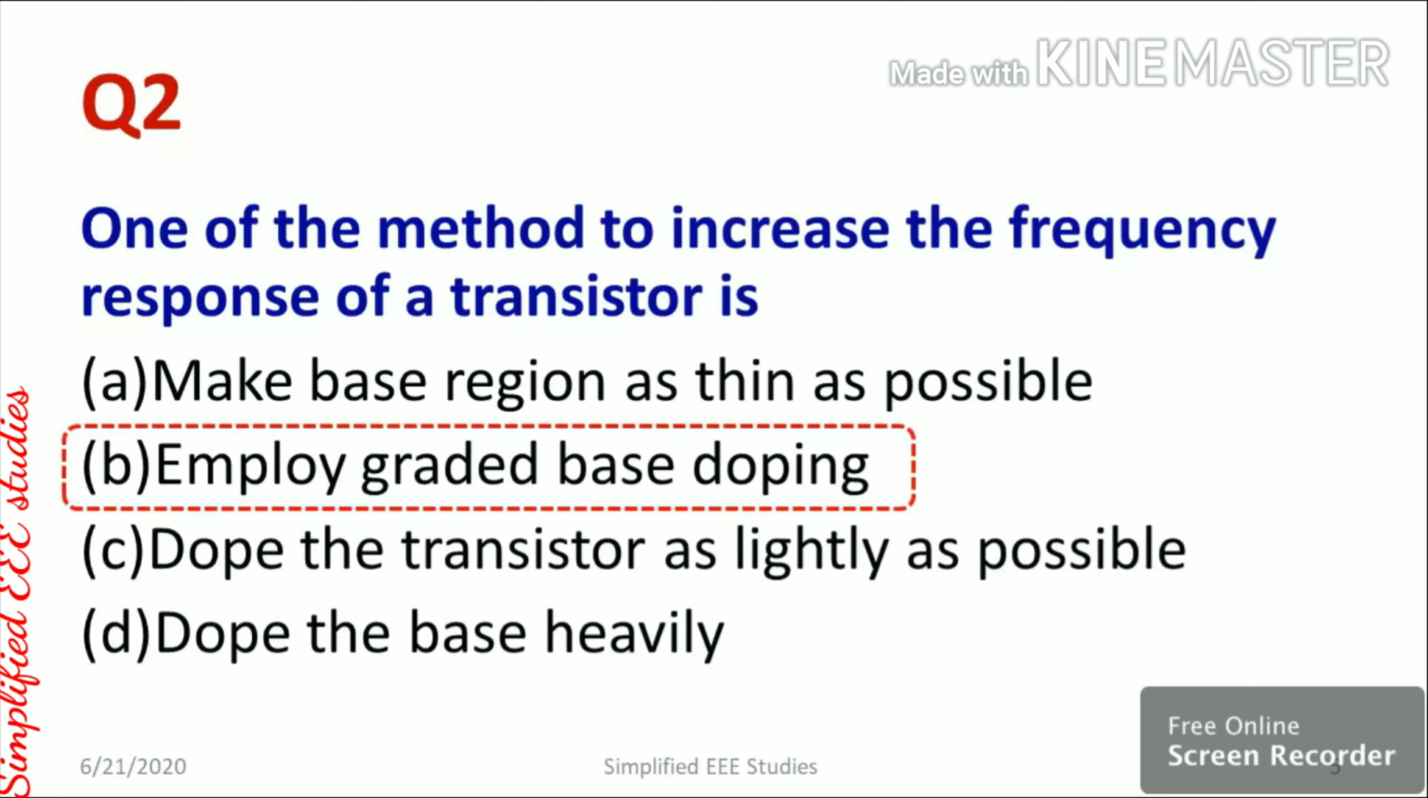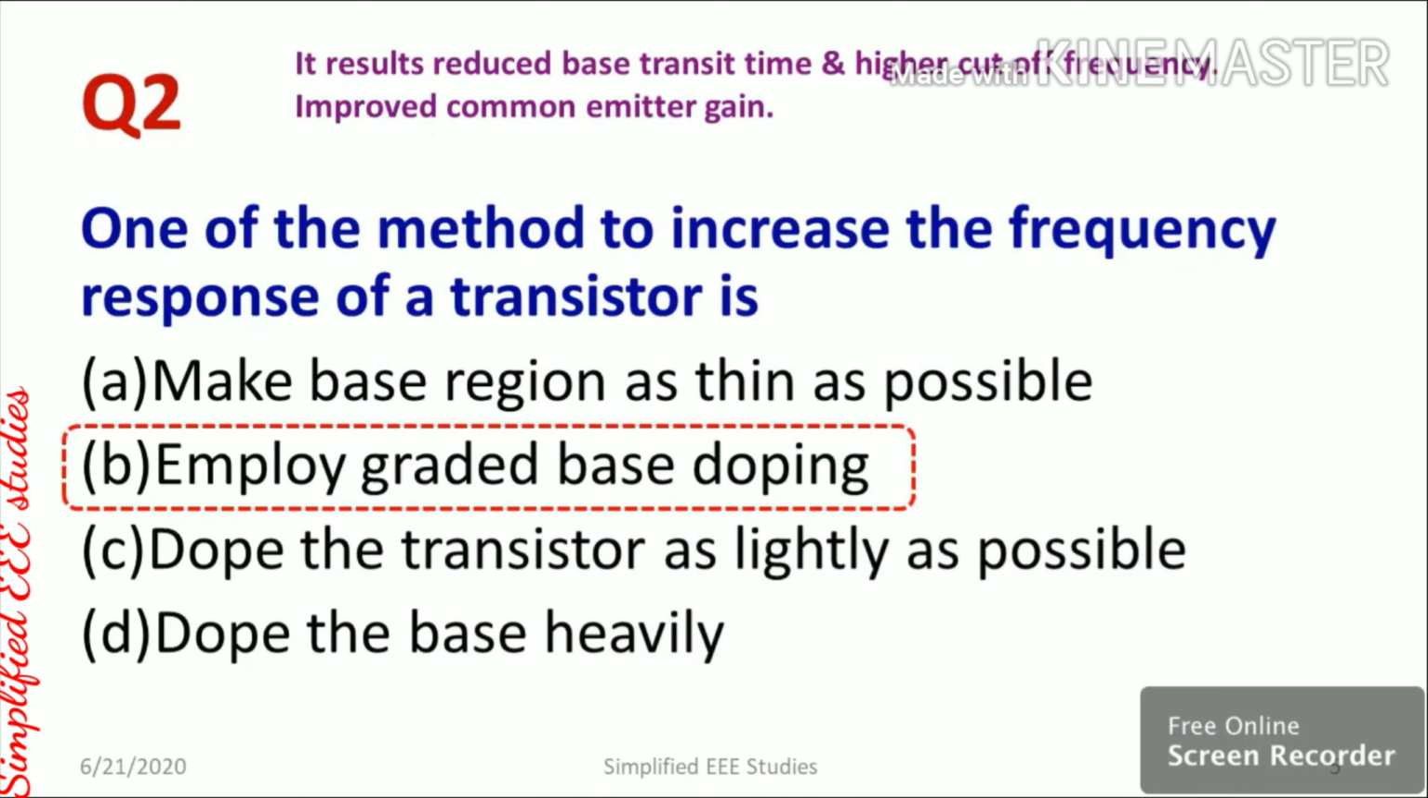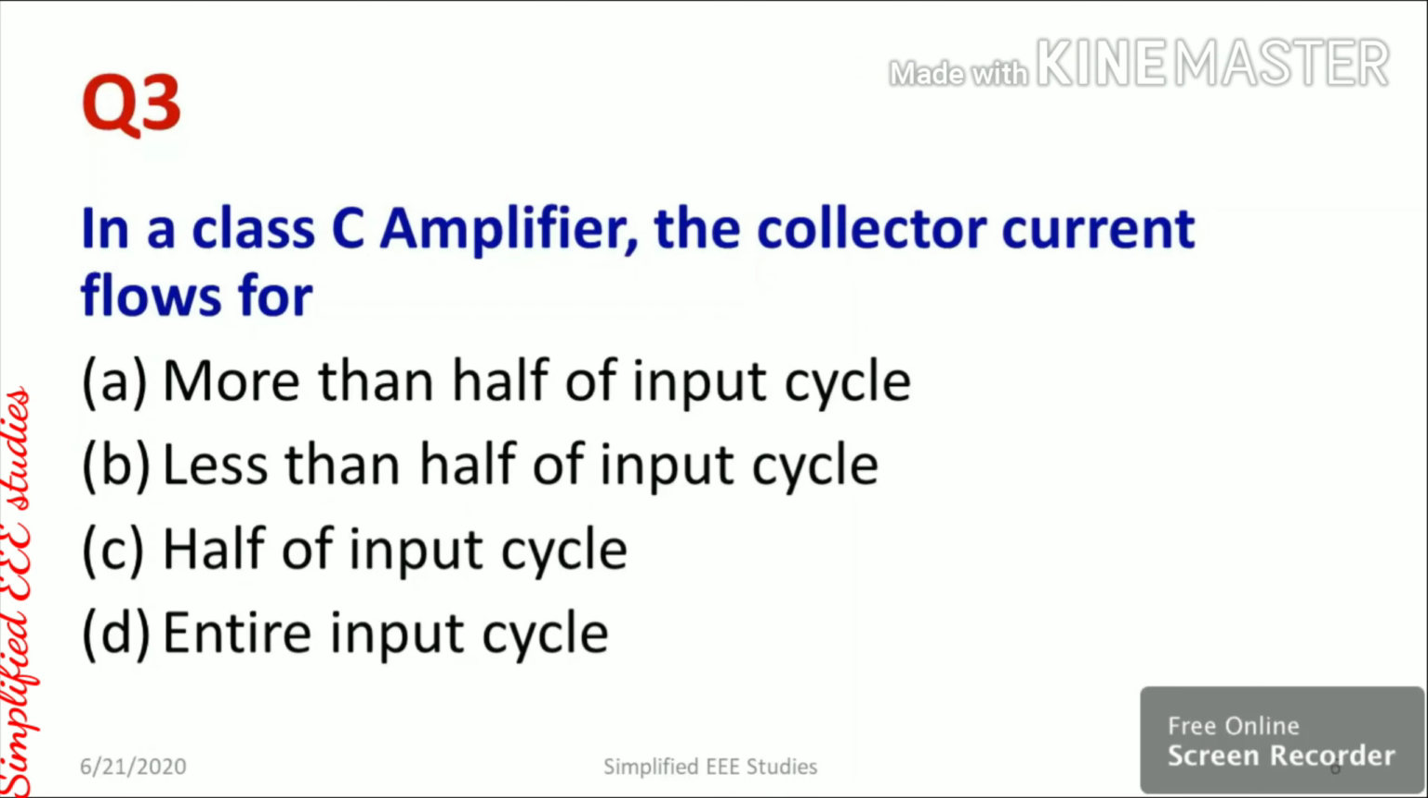Employ graded base doping. Regarding option B, it results in reduced base transit time and a high cutoff frequency. Therefore, it improves the frequency response. Moreover, we can observe improved common emitter gain. So that is regarding question number 2. Moving on to question number 3.